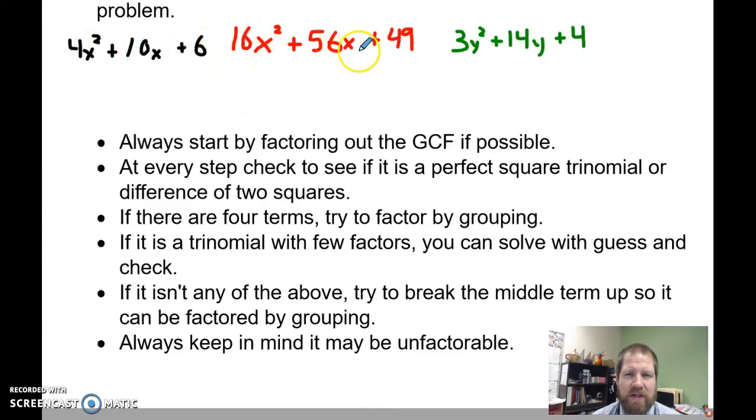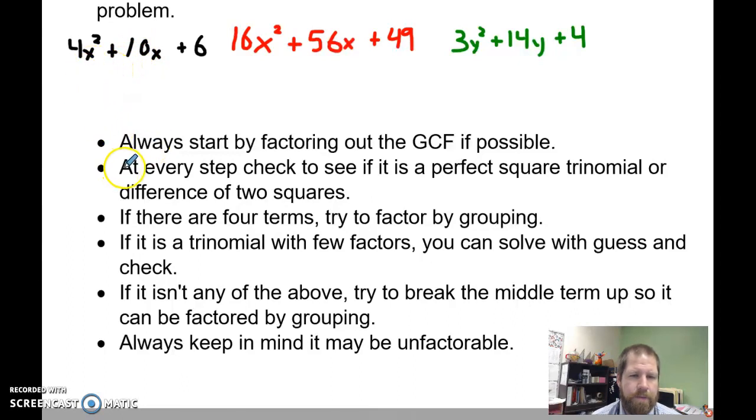16x squared plus 56x plus 49, those don't share any common factors. 3y squared plus 14y plus 4, they don't share any factors. So this is the only one I would factor out the greatest common factor first.